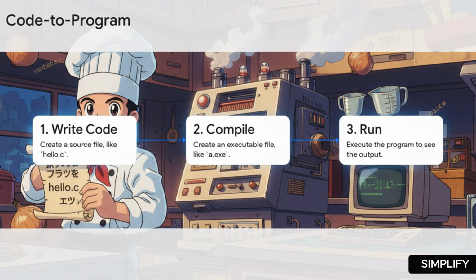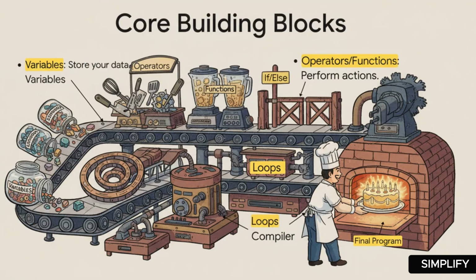So the whole workflow, from your idea to a working program, just boils down to these 3 simple steps. First, you write your code in a source file. Second, you feed that file to the compiler, which translates it and creates a new executable program. And third, you just run that new program and watch it do its thing. And you know what? That's really it. Those are the fundamental building blocks of almost all programming.